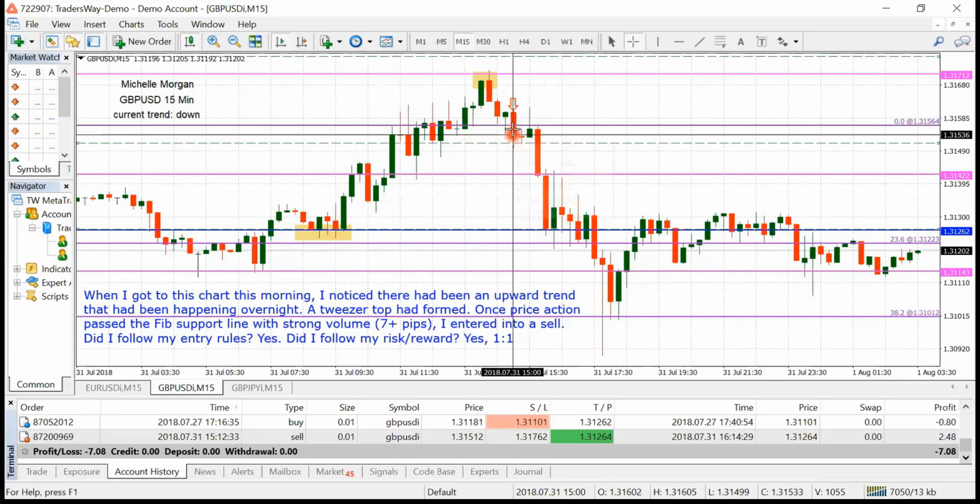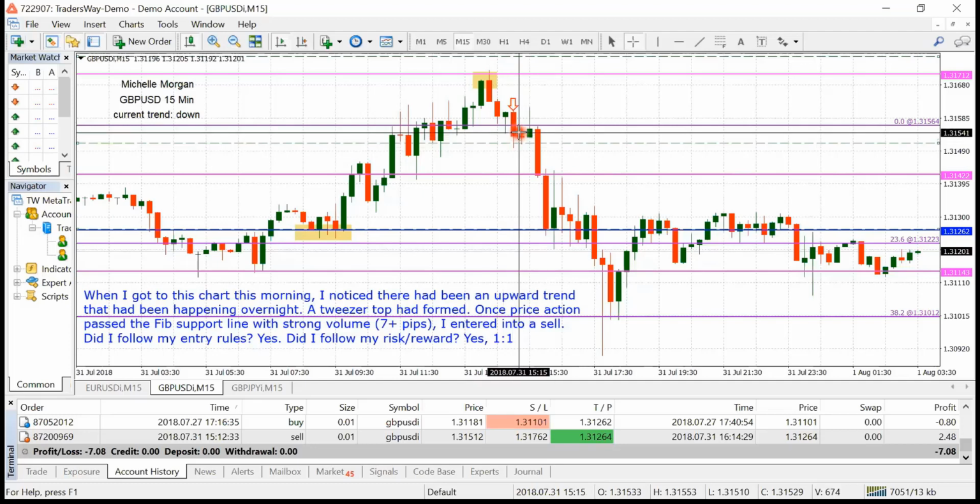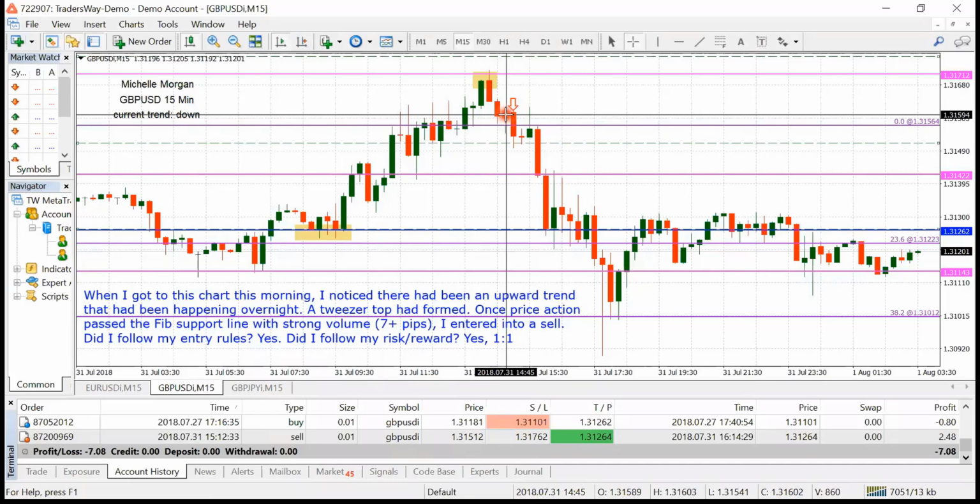So when this current candlestick that I got in on, at 5 a.m. happened, I noticed that it had strong volume. And in my trading strategy, it has to have at least 7 pips of strong volume, passing a level of support or resistance in order for me to get into the trade. So when I look in here, and I started from the time that the candlestick actually opened, when the candlestick opened to where I enter the trade, it's 8 pips.